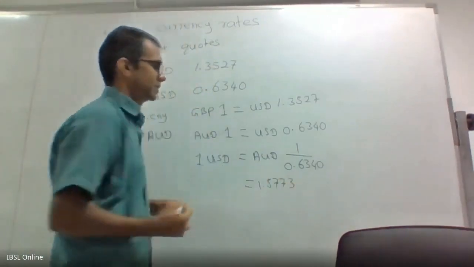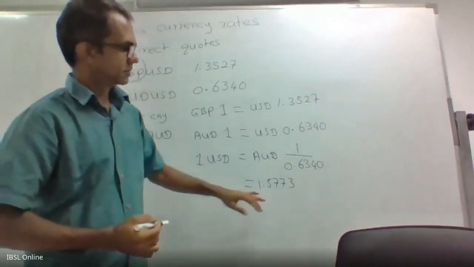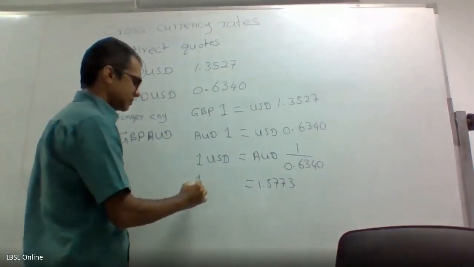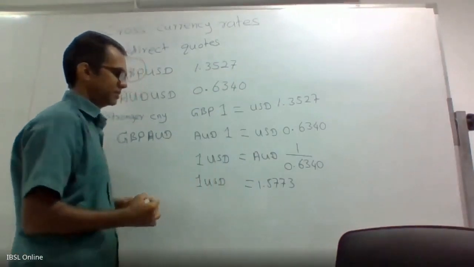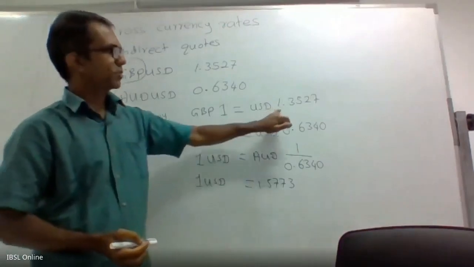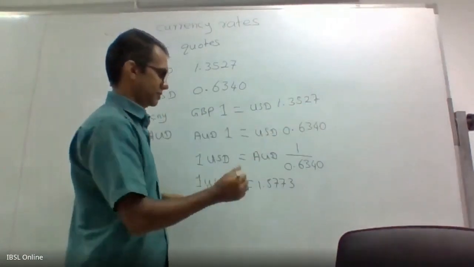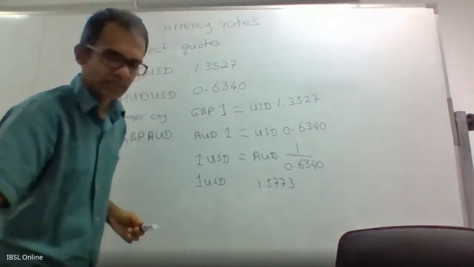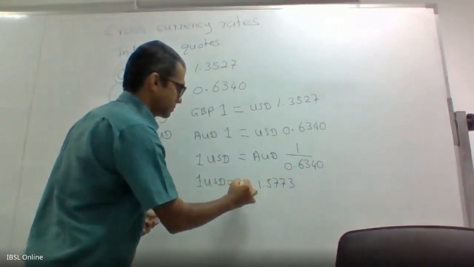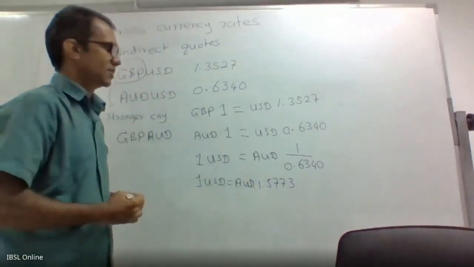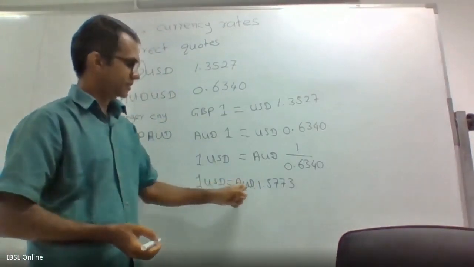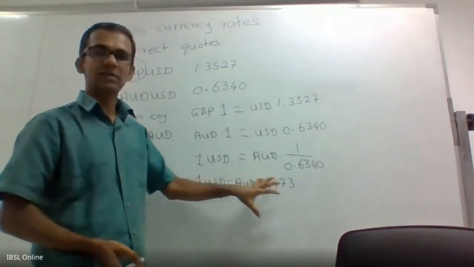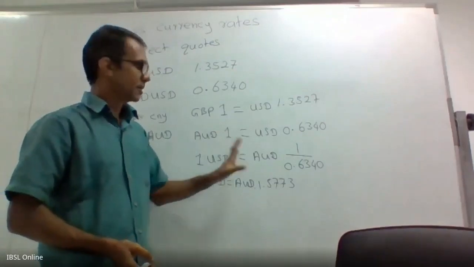$1.5773. I rounded up to 4 decimal places. So this is the value of 1 USD. Then what is the value of $1.3527 in terms of Australian dollar? If we know the value of $1 in terms of Australian dollar, we can find the value of any number of dollars in terms of Australian dollar. What we have to do? Multiply.